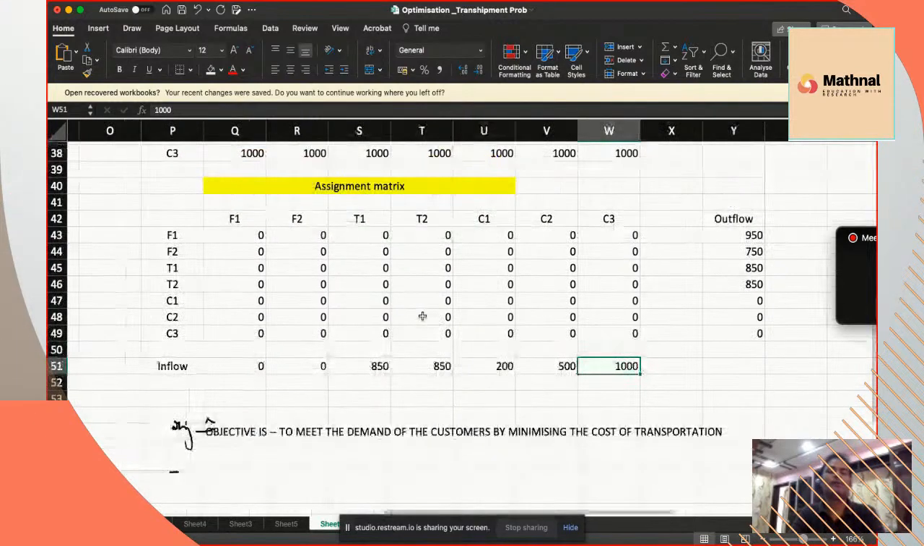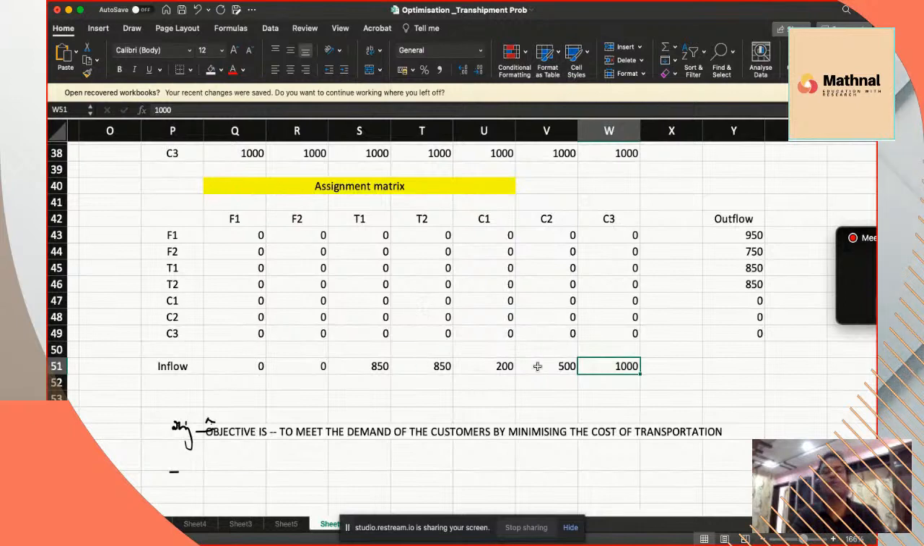So this is a major point. When we define our constraints, this is what we have defined. F1 will not receive anything, F1 will only dispatch. F2 will not receive anything, F2 will only dispatch. T1 will receive 850 and dispatch 850. T2 will receive 850 and dispatch 850. C1 will not dispatch anything, C1 will receive everything. C2 will only receive. C3 will only receive. That is what we have decided as constraints.